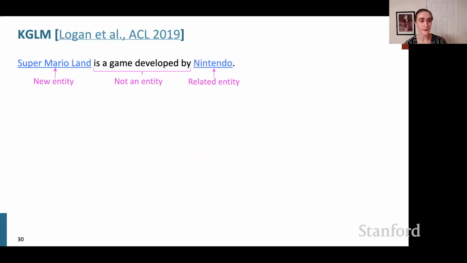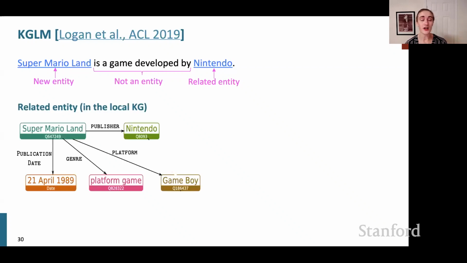So we're going to keep the example up at the top in case you want to refer back to the three different cases. And we're going to start with a related entity case. So here we assume that the next word or entity is actually in your local knowledge graph. And remember that we can describe a knowledge graph in terms of triples. So in terms of pairs of parent entities, relations, and tail entities. And in the case of predicting the next word as Nintendo, there's only one possible parent entity in the local knowledge graph, which is Super Mario Land.